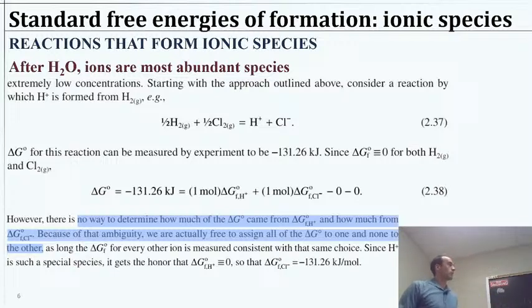Okay, so if we consider how to calculate the standard formation of different ions, we typically start with some non-ionic state and see what energy it's going to take to go from, for example, hydrogen gas to H+. So we can take a look at the reaction where hydrogen gas and chlorine gas react, ultimately yielding H+ and Cl-.